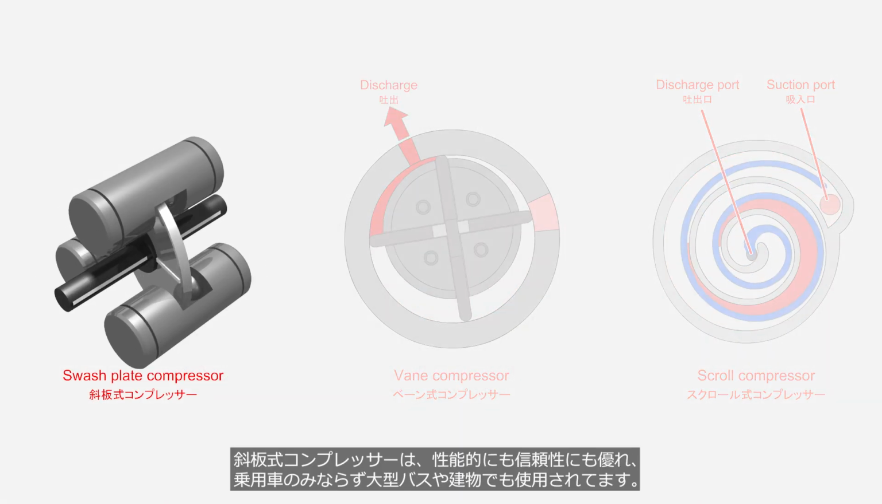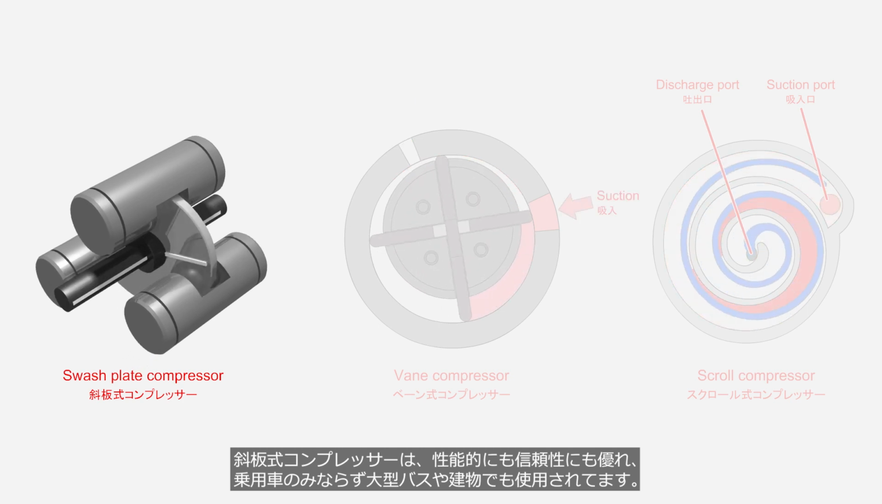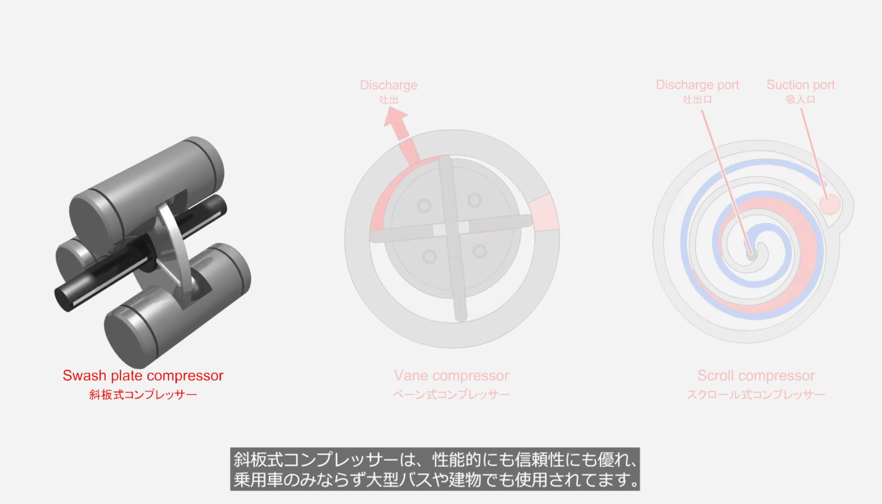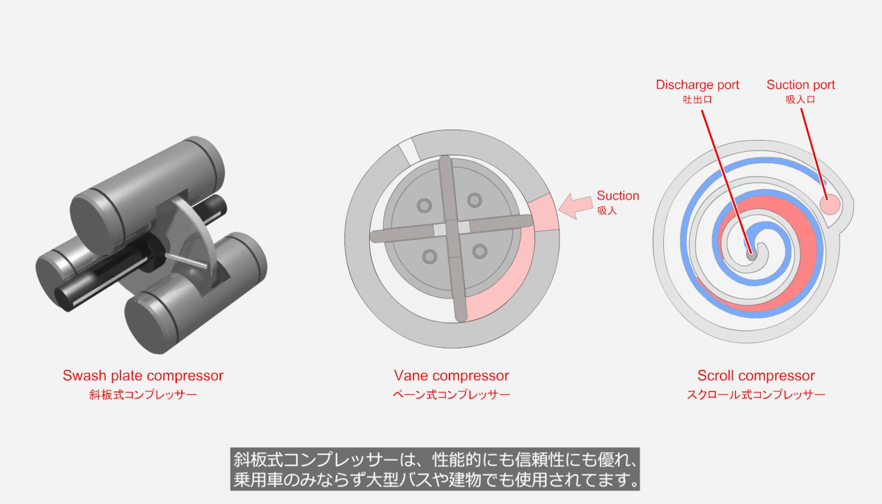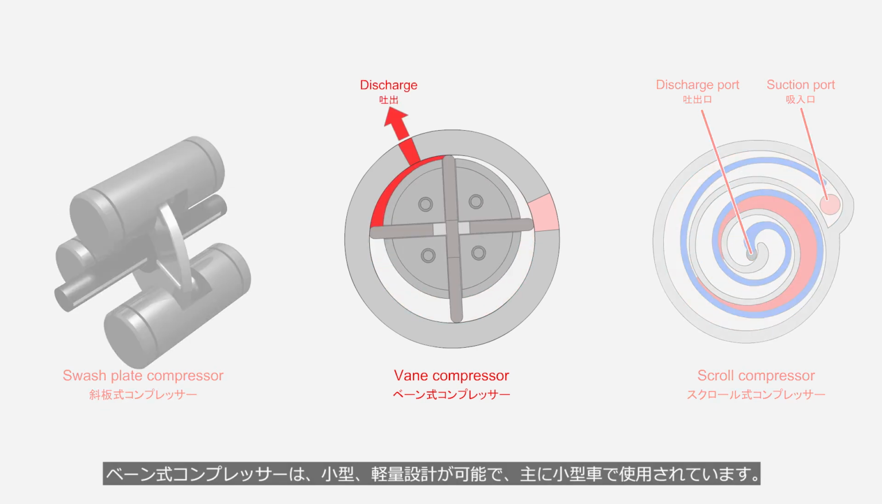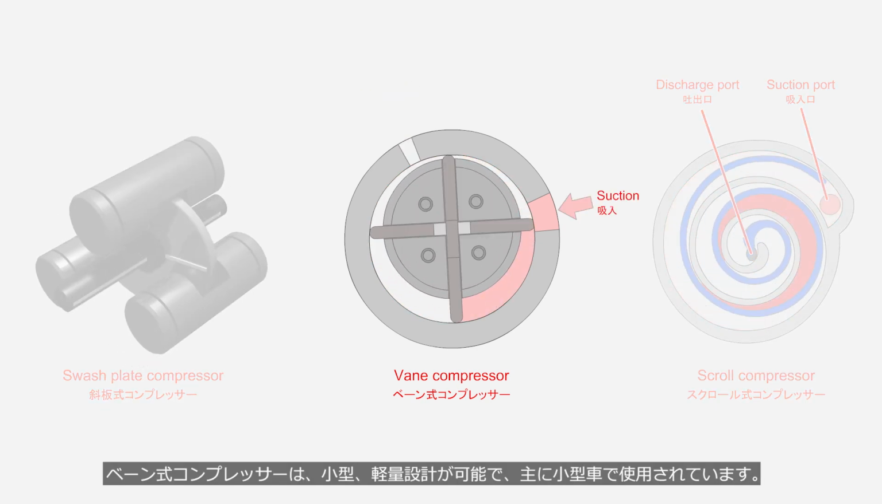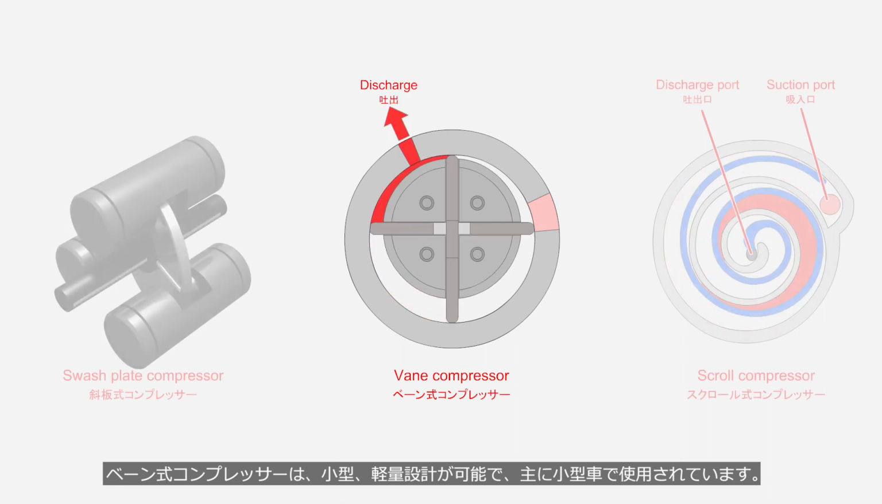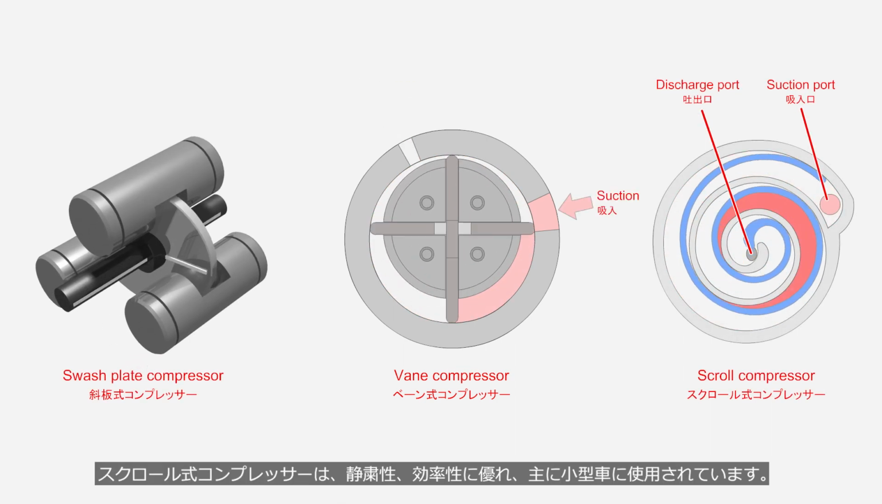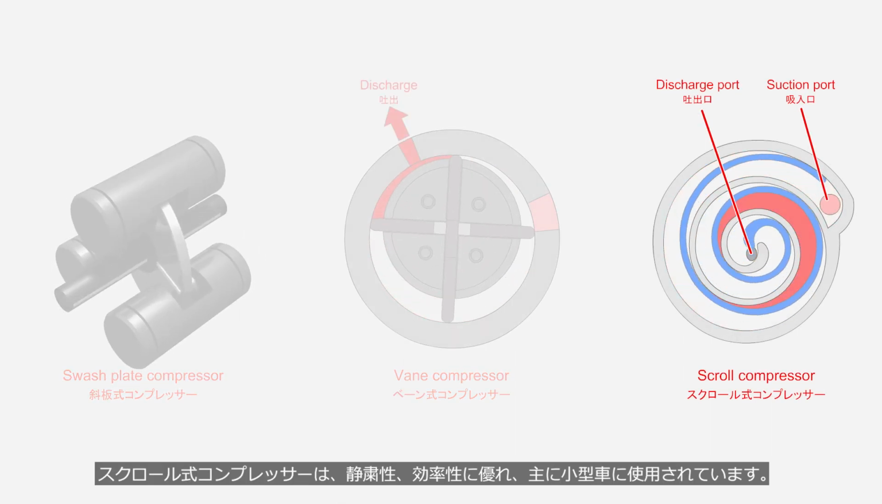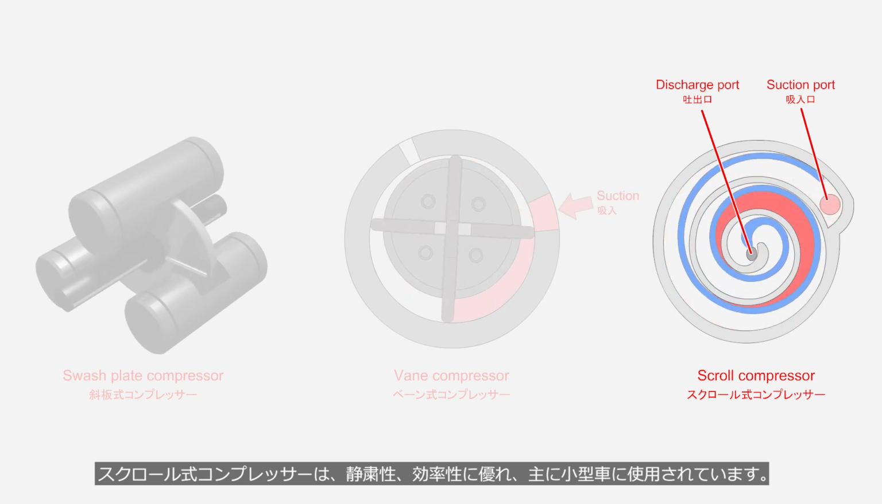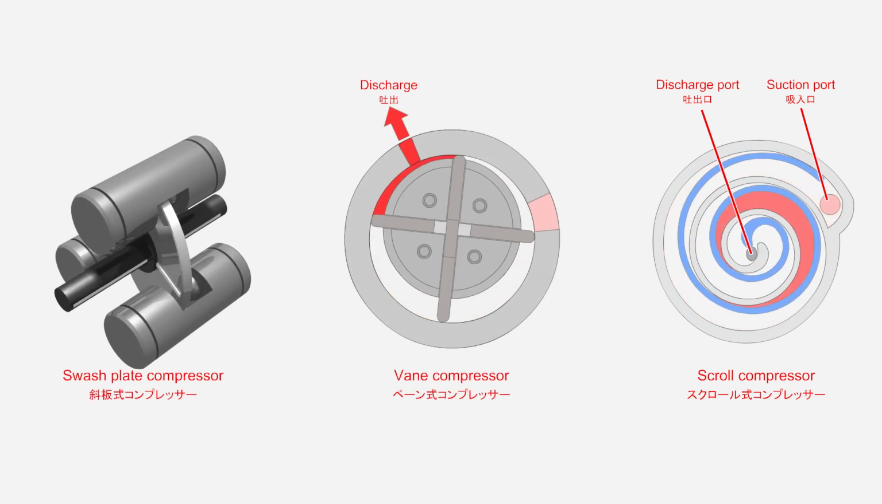Swashplate-type compressors excel in both performance and reliability, and they are used not only in passenger cars but also in large buses and buildings. Vane-type compressors allow for a small and lightweight design, and are primarily used in compact vehicles. Scroll-type compressors excel in quietness and efficiency, and are primarily used in compact cars.